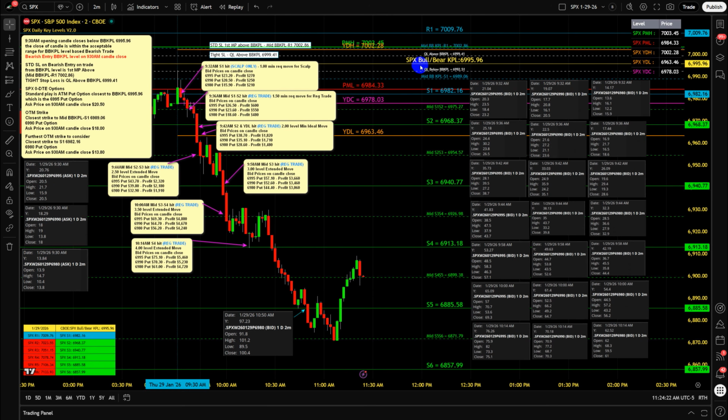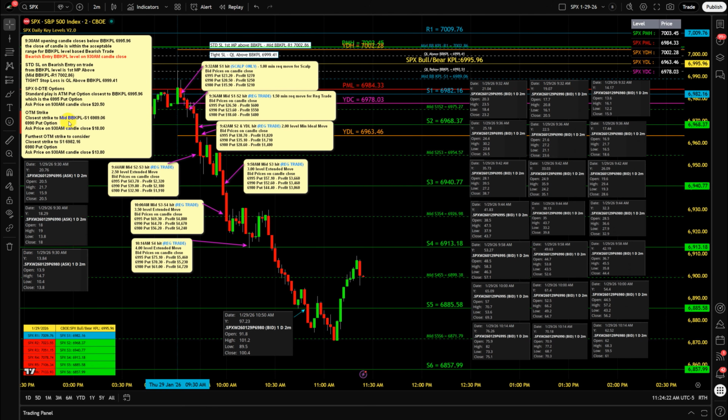What's the furthest out of the money strike you can consider on this trade? Again, we look at the level we're taking the trade from, and we look 1 full key level below, and that is the S1 level, 69.82.16. So we would use the strike closest to the S1 level, which is the 69.80 strike. So that would be the 69.80 put in this case, since this is a bearish play.